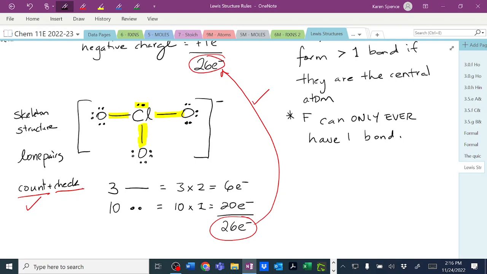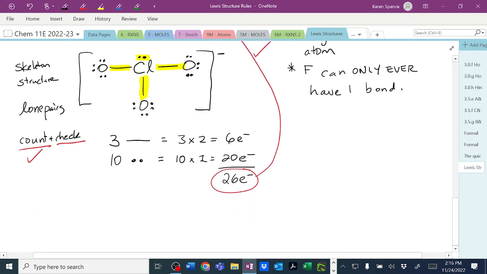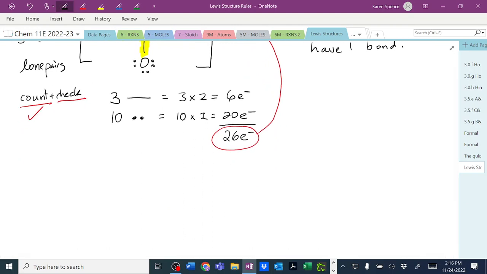Are we ready for something a little fancier? NO3 minus. Do you want to do the first part on your own, at least up until the skeleton structure and throwing on the lone pairs? Do it. There's blank paper at the back if you want blank paper. Help yourself.